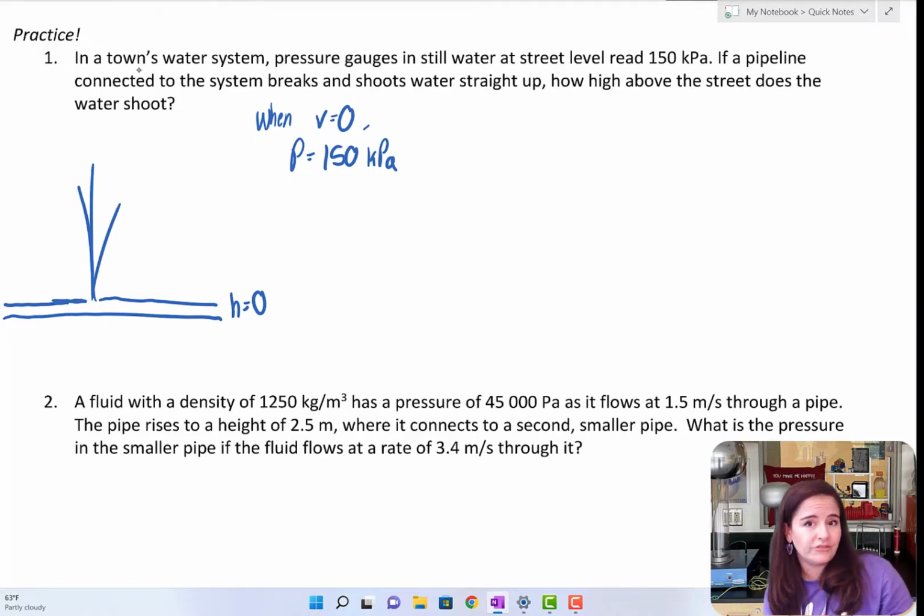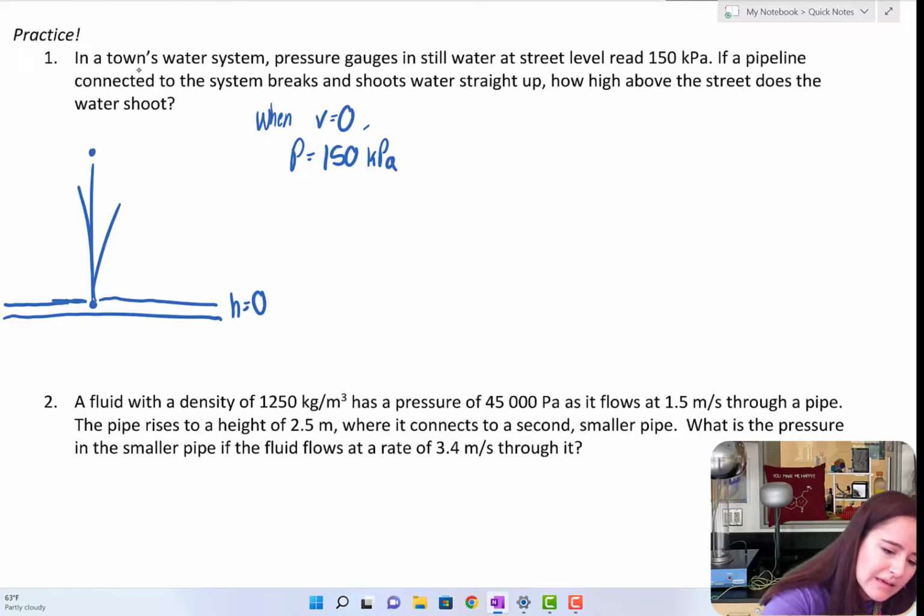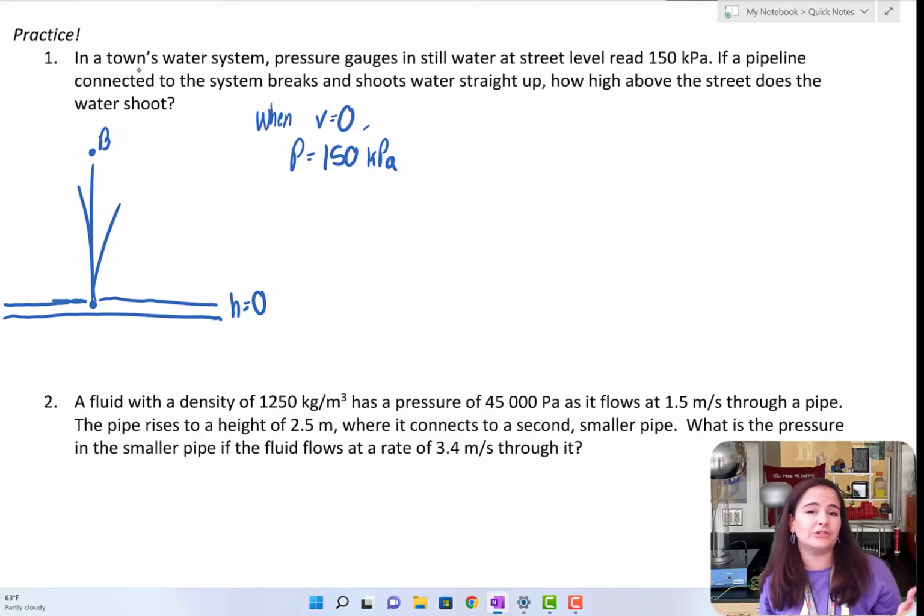Now, there's two different ways that we could tackle this. We can consider point A to be right at the bottom of the pipe in the still water, before it is shot up, and point B to be at the top of the stream of water. Is it still in the pipe? Technically, no, but that is part of its exit.